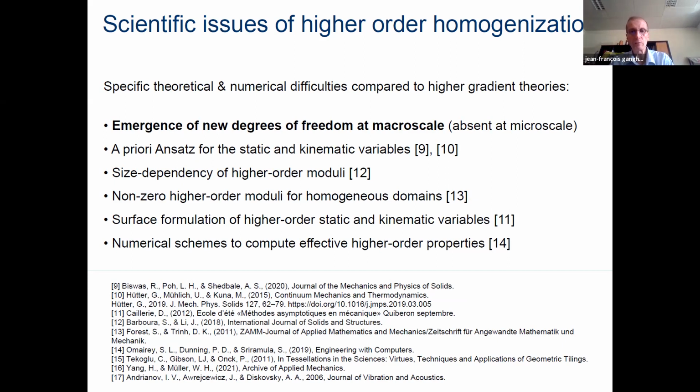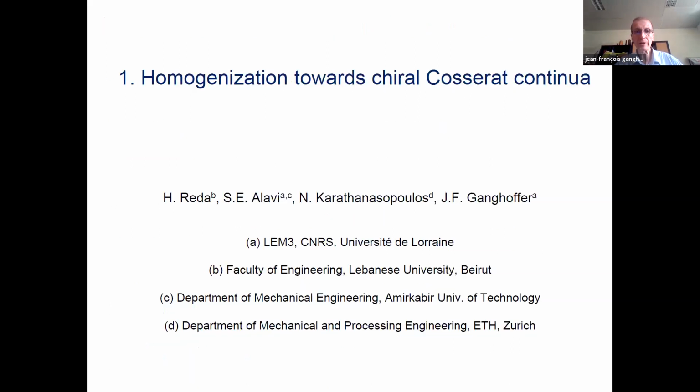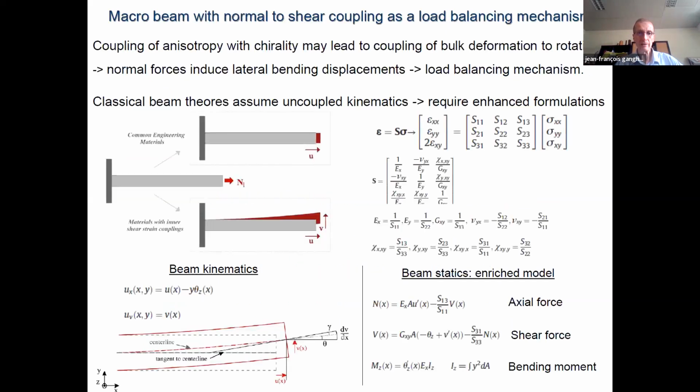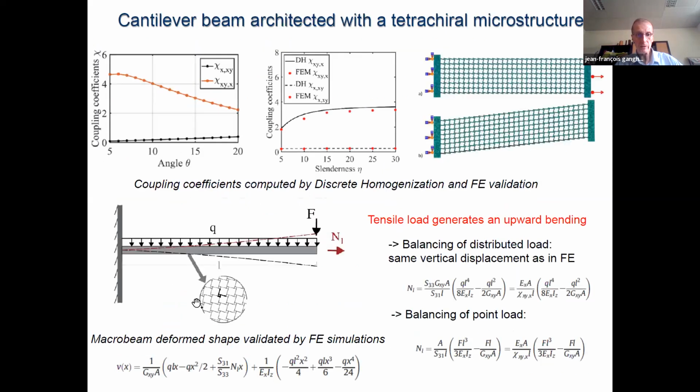Of course, once we have built the theory, it remains to have suitable numerical schemes to compute efficiently the homogenized higher order properties. So these are the scientific issues I plan to tackle in this talk. I will start smoothly by showing some chiral-Cosserat model for this tetrachiral unit cell. So I am moving a few slides forward, and this is the tetrachiral unit cell.